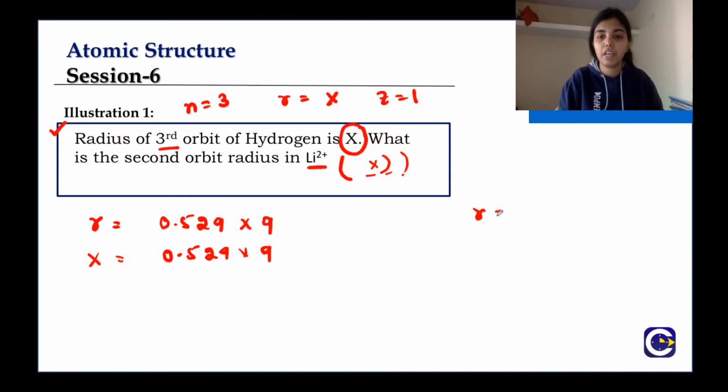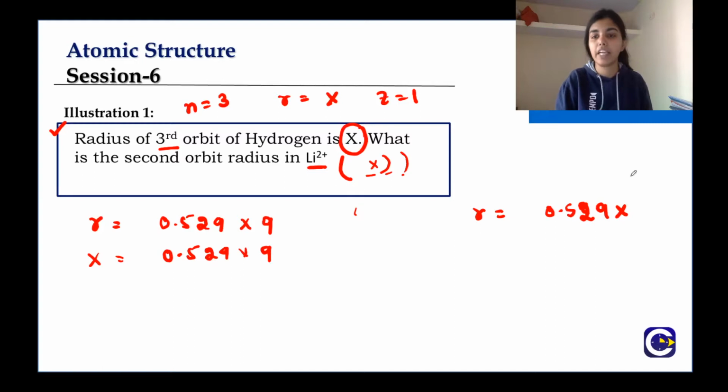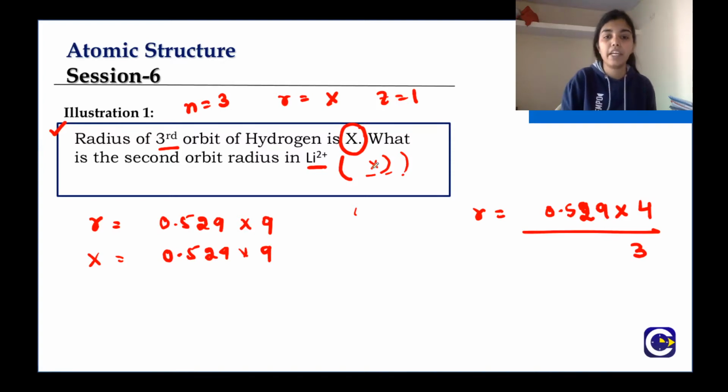So radius of lithium 2 plus electron will be equal to how much? 0.529 into n square. Now what is n square? N here is second orbit, so this will become 4. And lithium, the atomic number is, hydrogen, helium, lithium, that means 3. So this will be equal to 3. Right? Now you have to calculate it in terms of x.